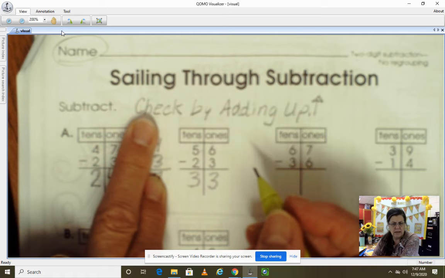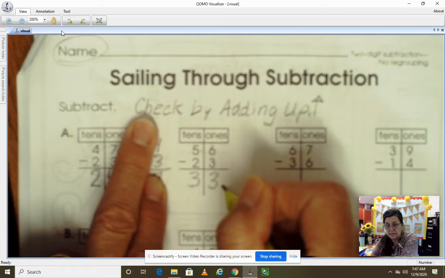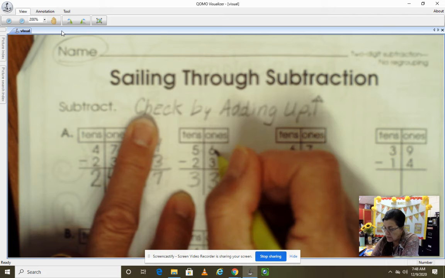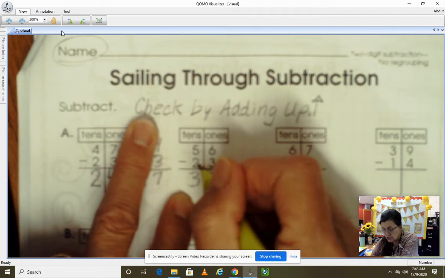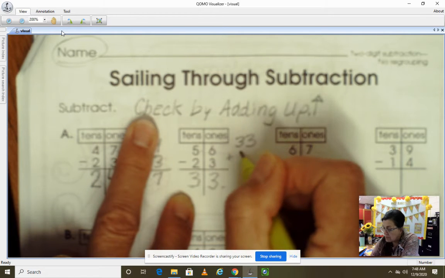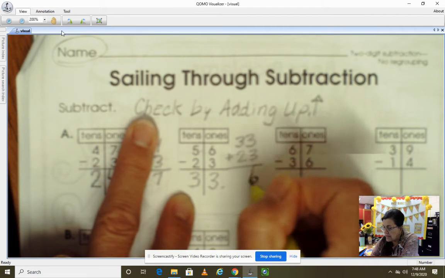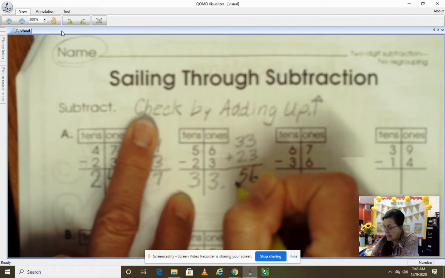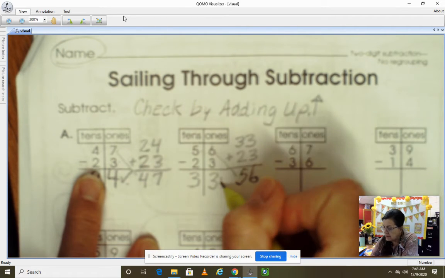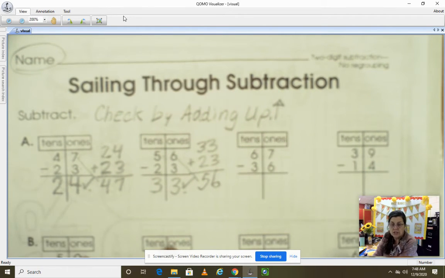So let me make sure my thinking was right. I'm going to check it by adding up. What I mean by adding up is I start with my answer. I start at the bottom and I add up. Does 3 plus 3 equal 6? Does 3 plus 2 equal 5? Well, let me check it. I'm going to rewrite it. 33 plus 23. I would get 3 plus 3 equals 6. 3 plus 2 equals 5. And when those answers match up, then I know I have subtracted correctly. So I hope you're getting the idea, and I'd like to encourage you to check your work.